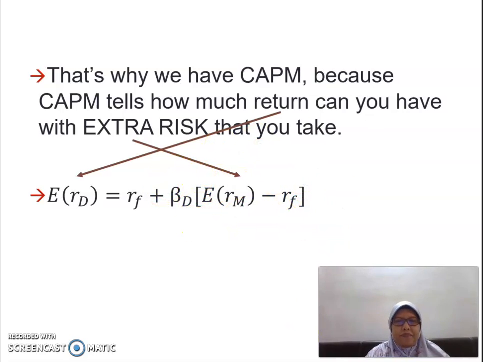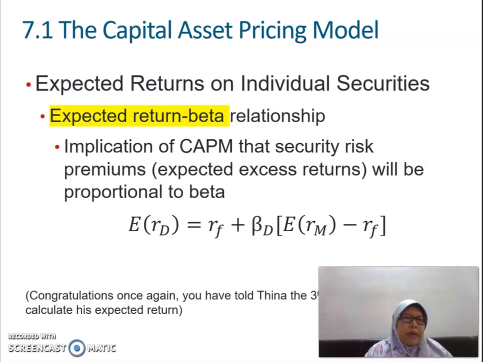Okay. So expected returns on individual securities. CAPM is actually finding expected returns on individual securities. It is about the expected return and beta relationship. The best part about CAPM is that it considers the risk premium of the investors. Okay, so congratulations once again. You have told Tina the third way of how he can calculate his expected return.